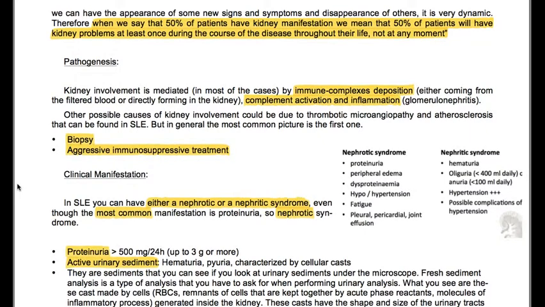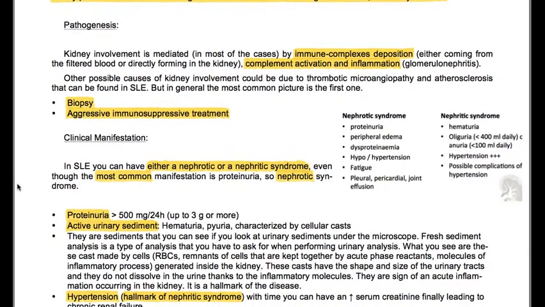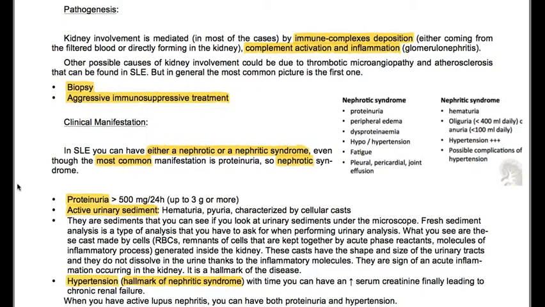What you see are these casts made by cells, red blood cells, remnants of cells that are kept together by acute phase reactants and molecules of inflammatory processes generated inside the kidney. These casts have the shape and size of the urinary tracts, and they do not dissolve in the urine thanks to the inflammatory molecules. They are a sign of an acute inflammation occurring in the kidney. It's a hallmark of the disease.